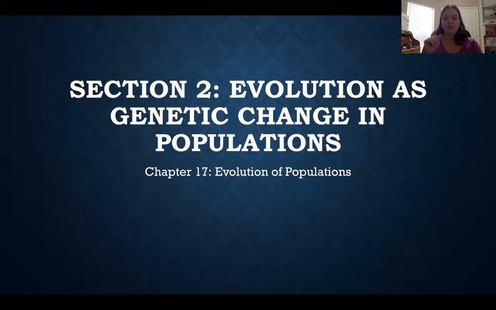And then we're also going to look at what's called genetic drift, which is one way that evolution can occur. You can have a change in a population. And then the last thing we're going to finish up with is genetic equilibrium and how we can tell if a population is evolving and the factors that lead to evolution in a population.